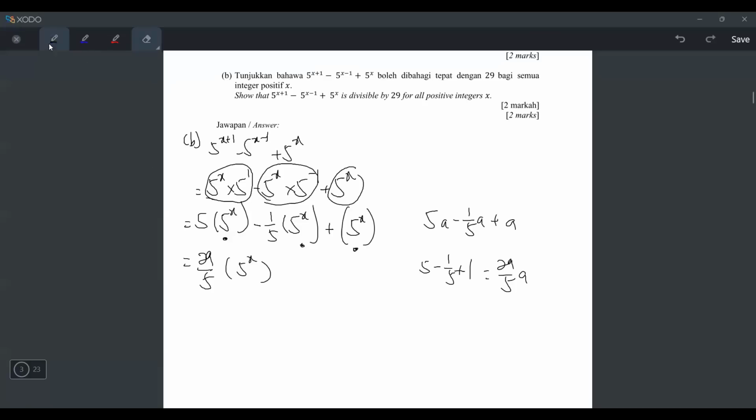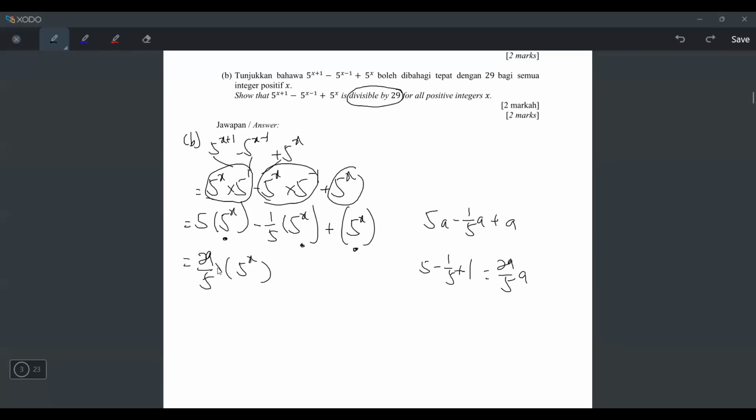right? You already successfully simplified this into something that is in the simplest form, okay? But if you look carefully, the question says that they want you to show that this thing is divisible by 29. So now only I will look at this, all right? So how can we show that this is divisible by 29? It means I have to see the 29 in here. Because we all know 29 over 5 and 5 over x, in the middle is multiplication.